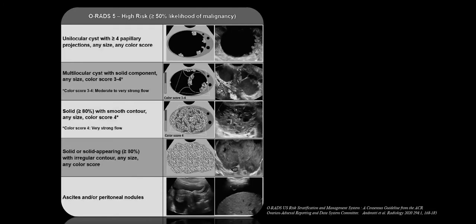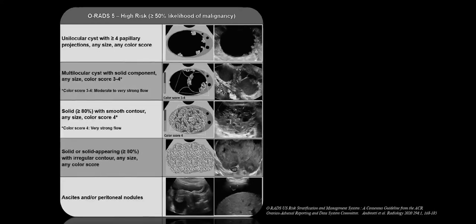In this, a unilocular cyst which has more than 4 papillary projections is considered highly suspicious, and it can be of any size or any color score. Even then it will stay in O-RADS 5. Multilocular cyst which has solid component and color scoring of 3 to 4, any size, falls into O-RADS 5. Solid lesion with color scoring 4 or having irregular outer contour, it all falls into O-RADS 5. And in addition, if there are any extra ovarian findings such as ascites or peritoneal nodules, that again conforms to O-RADS 5.